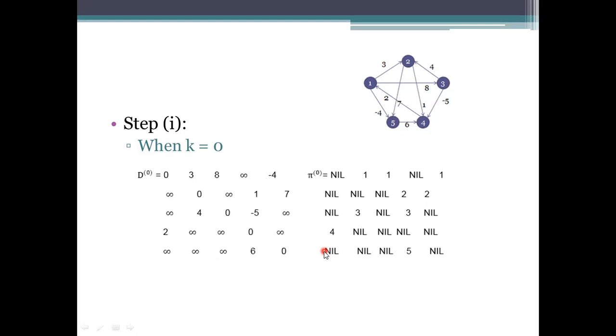Initially, when k equals 0, it means there is no intermediate node; we only have the source node and the destination node. For k equals 0, we take the weight of ij as it is from the graph, and fill the remaining entries apart from the self loops. We take the diagonal values as 0 and the remaining values as infinity.